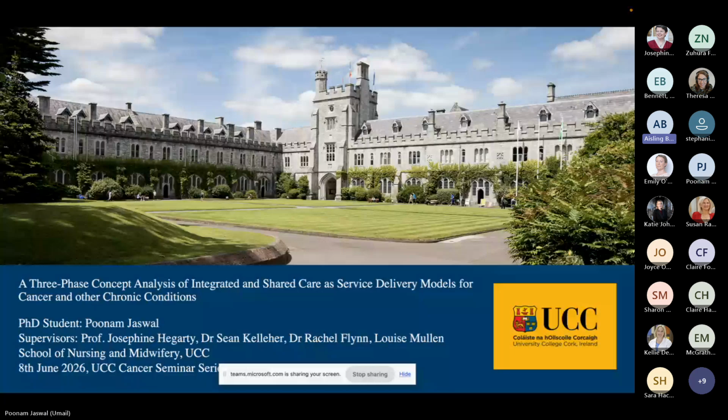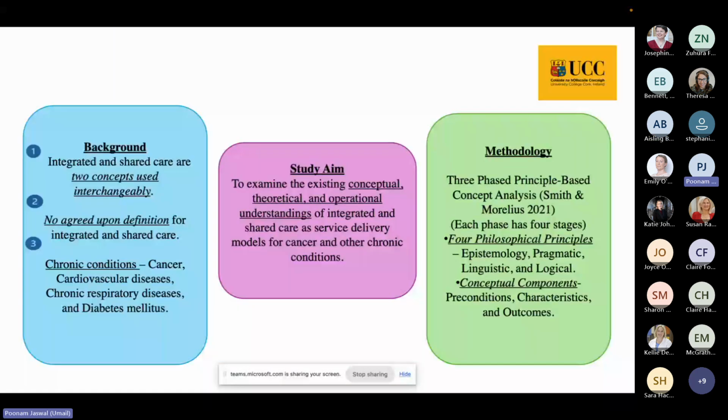Okay, go ahead. Great. Good afternoon, everyone, and thank you, Aisling. My name is Poonam Jaswal. I'm a third-year PhD student, and today I'll be sharing the findings of my study that focuses on integrated and shared care as service delivery models for cancer and other chronic conditions. Just to highlight, my PhD study is being funded by the School of Nursing and Midwifery.